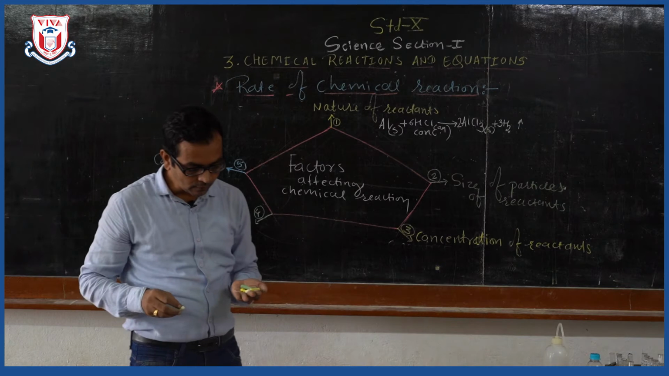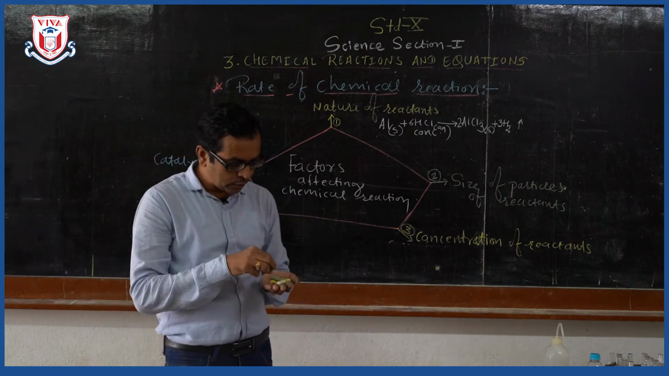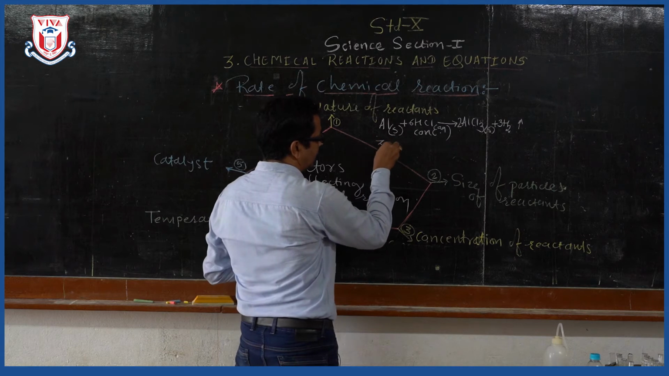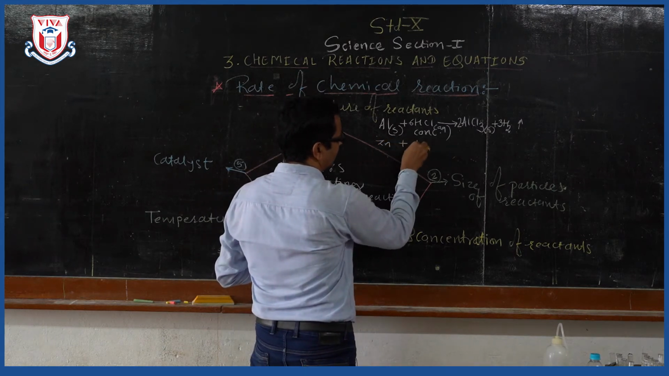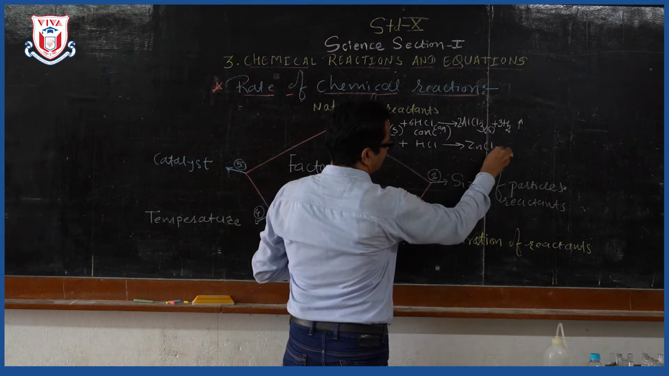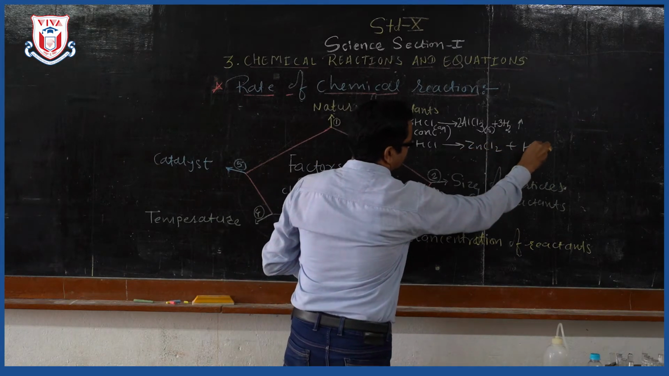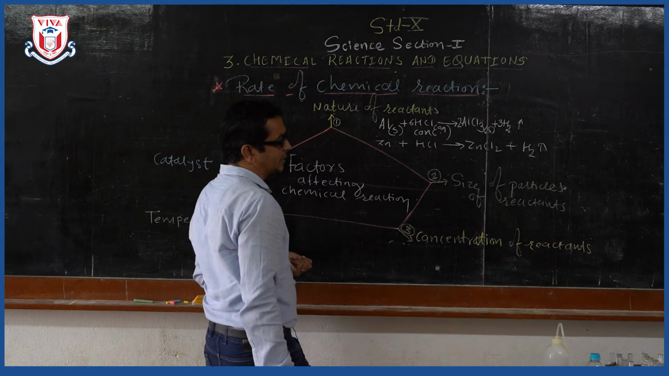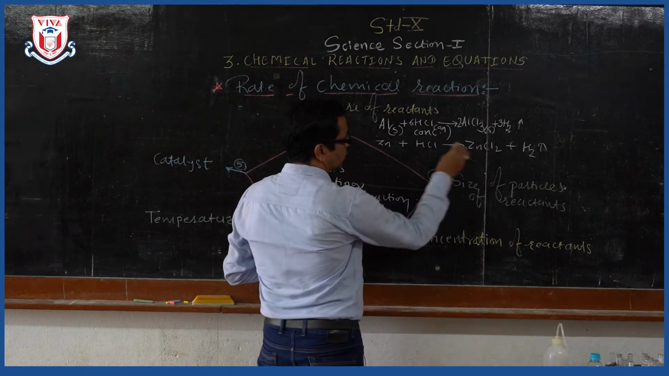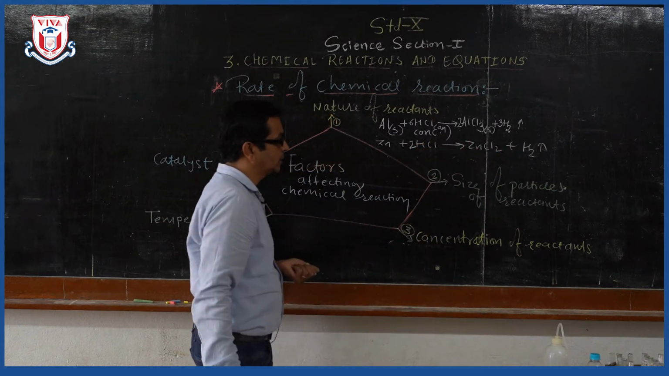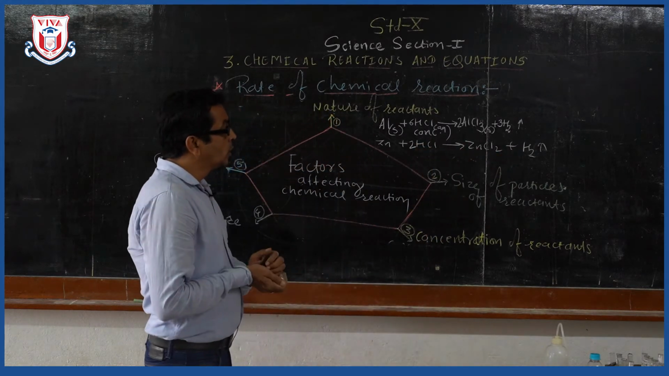Same way, you react zinc with HCl, you will get ZnCl2 plus hydrogen gas will evolve. Again you have to balance it. Chlorine I have 2, so multiply this by 2. Hydrogen 2, here also 2, it is balanced.